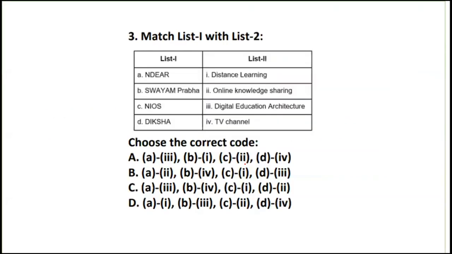Next is the list they have given. You have two lists in the form of match the following. It talks about NDEAR, that is the schemes or the bodies. Then we have Swayam Prabha, NIOS, and Diksha. And the second one is list two, that is, you have a definition. So let's see, list one is what, list two is what. So list one is NDEAR, Swayam Prabha, NIOS, and Diksha. So which of them matches? You have a minute's time to match the following.